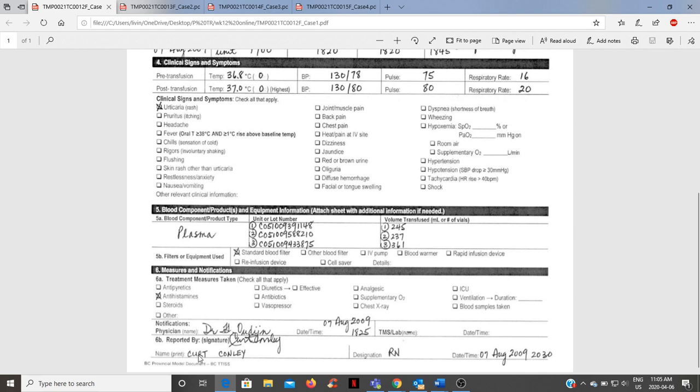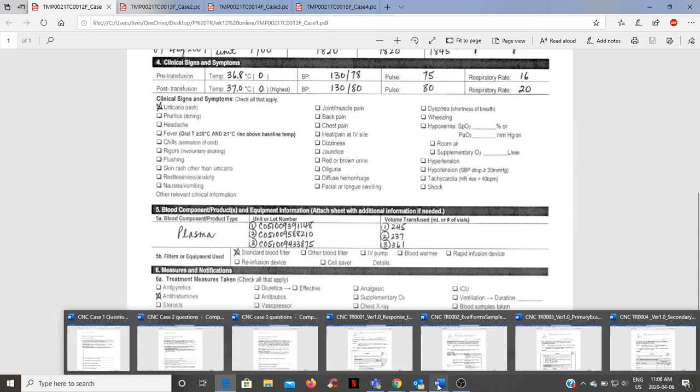And this was reported by, this would be probably the nurse. There he goes, designation is an RN. And they didn't actually notify the lab because they don't need to. Okay, so let's go to the procedures and see if this makes sense.